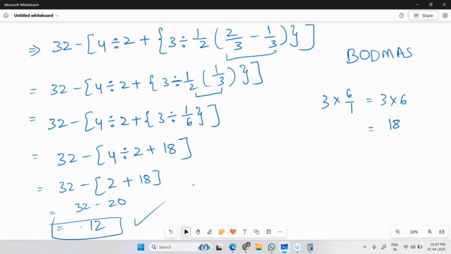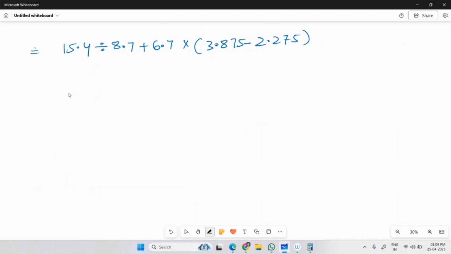Okay. So far we have seen simplifying numerical expressions with BODMAS along with fractions and whole numbers. Now let's simplify a numerical expression with decimal numbers. So these are all decimal numbers, and let's simplify this numerical expression. According to the BODMAS, we use the brackets first. We simplify the brackets part first.